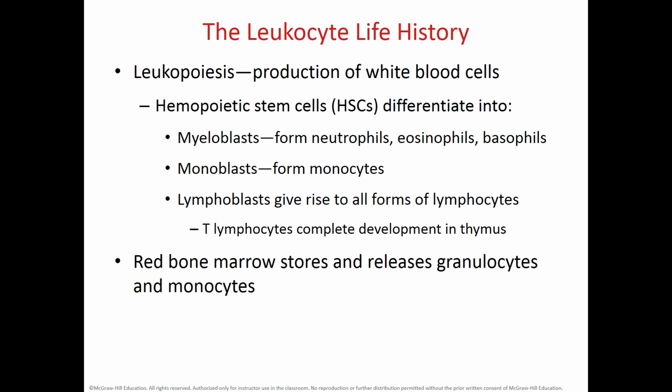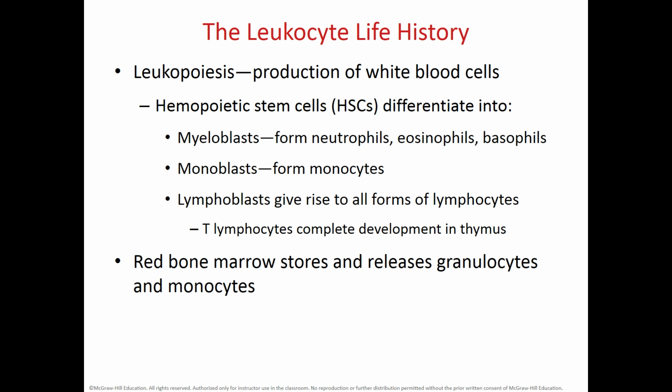And when these HSCs, or hematopoietic stem cells, differentiate into monoblasts, they will form monocytes. And when these HSCs differentiate into lymphoblasts, they will form the lymphocytes. So we have two types of lymphocytes: B lymphocytes and T lymphocytes. The B lymphocytes and the T lymphocytes form within the bone marrow, but the B lymphocytes mature within the bone marrow and the T lymphocytes mature within the thymus.